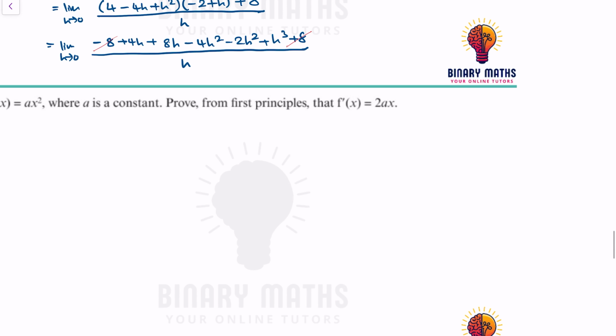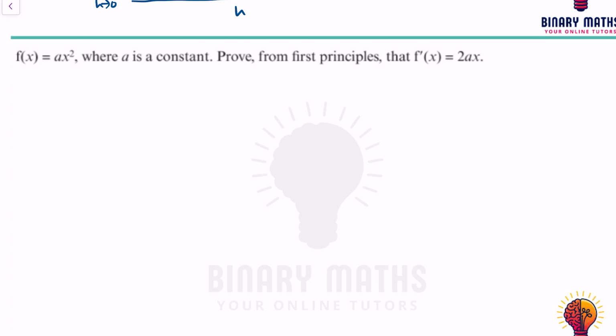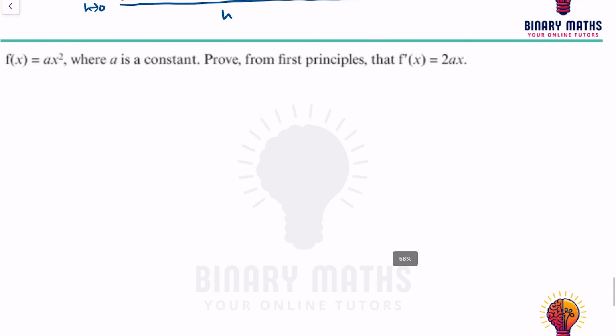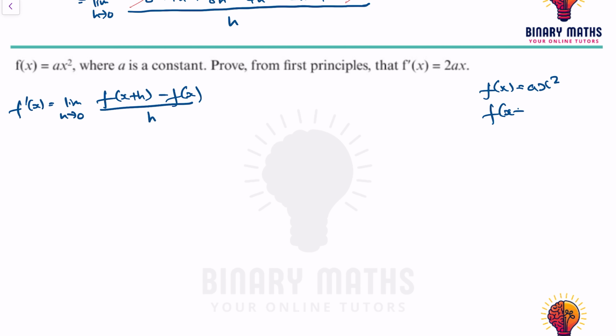Okay, and the last example: f of x is equal to ax squared, where a is a constant. Prove from first principles that f dash of x is equal to 2ax. So f dash of x is equal to the limit as h tends to 0 of f of x plus h minus f of x, all over h. Now f of x is equal to ax squared. So f of (x plus h) is equal to a times (x plus h) squared.